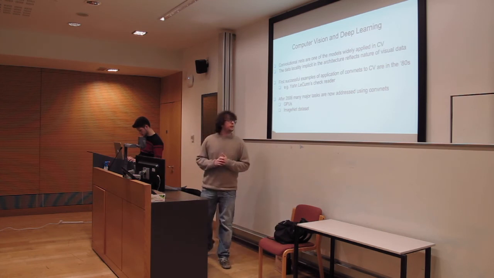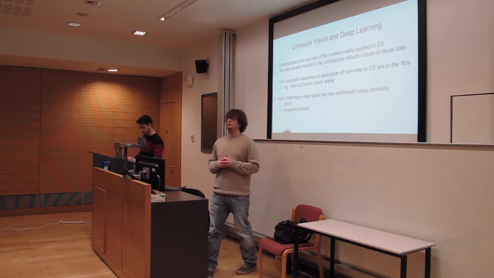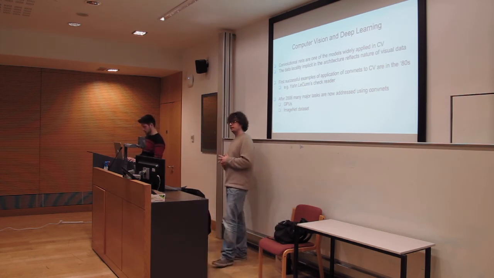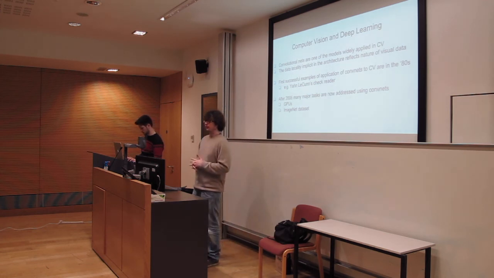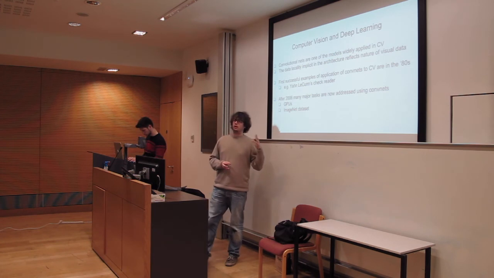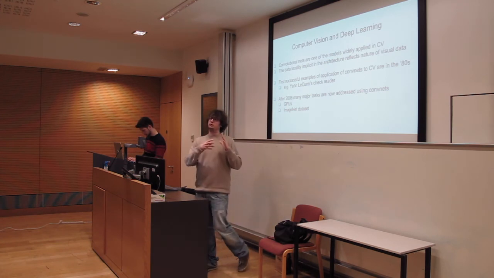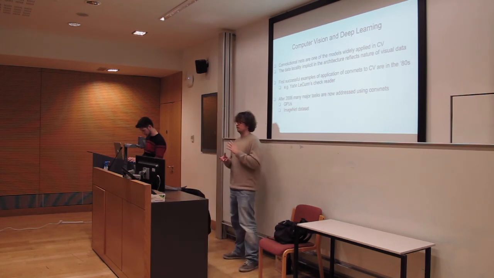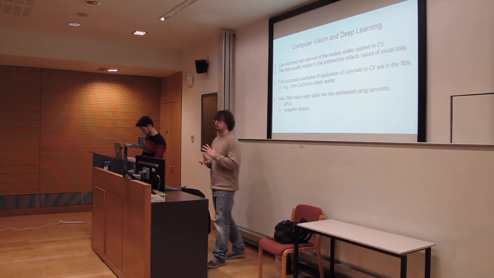In particular, within machine vision, among the architectures we saw today, the most commonly used are convolutional nets. And the reason is that, as I said before, the locality of the connections within your network reflects some property which is actually true for visual data.